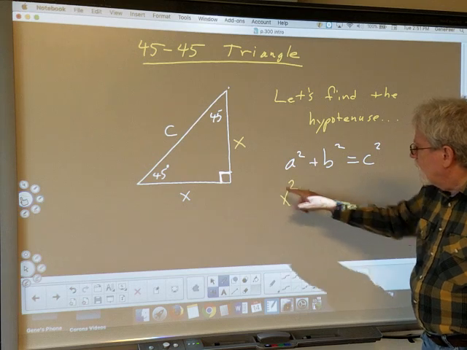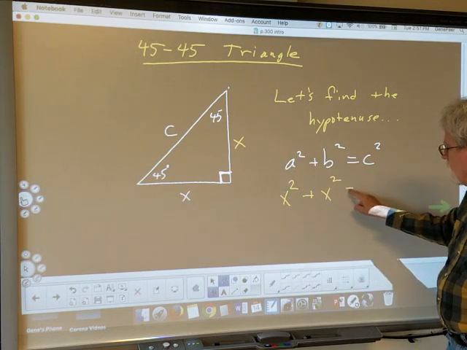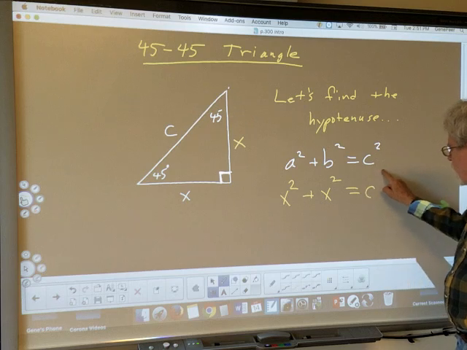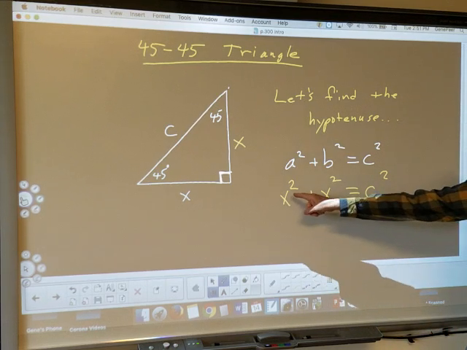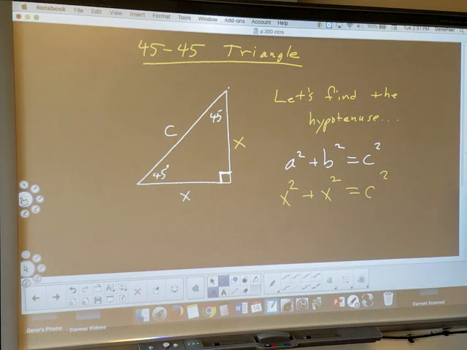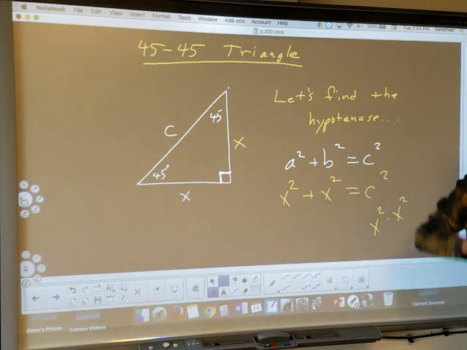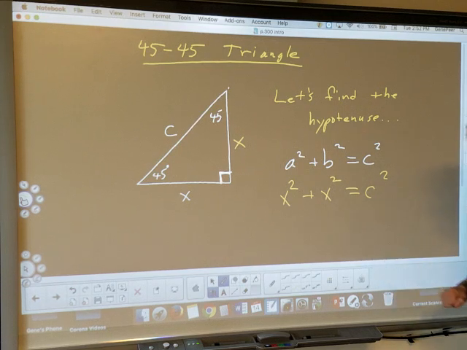x squared plus x squared equals my unknown c squared. I want to find out what c is. What's x squared plus x squared? Oh, it's x to the fourth. No, it is not. That's silly, silly imaginary student. No, x squared plus x squared is not x to the fourth. x squared times x squared is x to the fourth. You wouldn't expect x squared plus x squared to be the same thing as x squared times x squared, would you? No, I guess not.